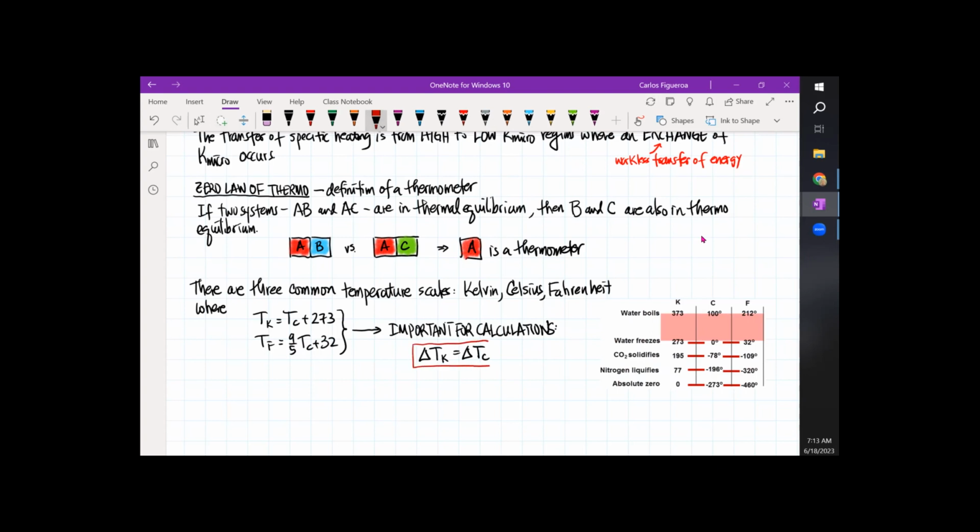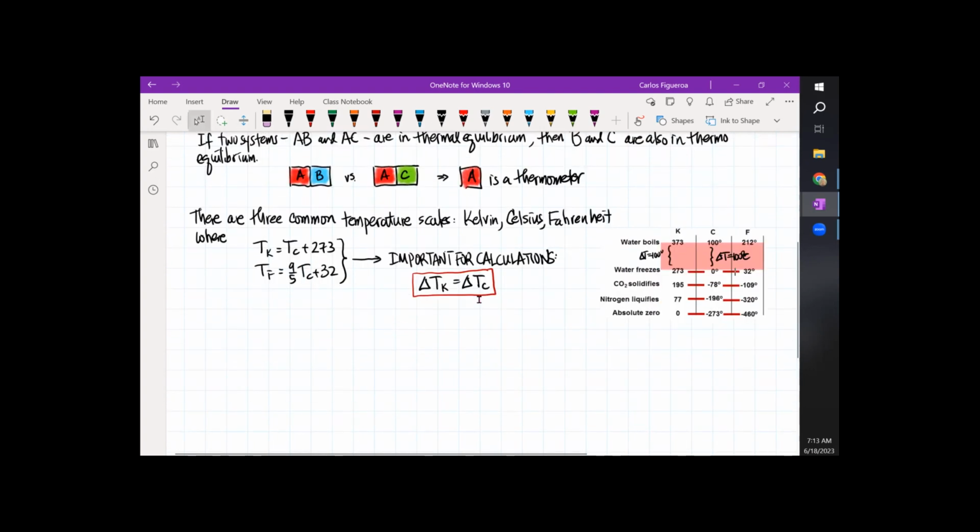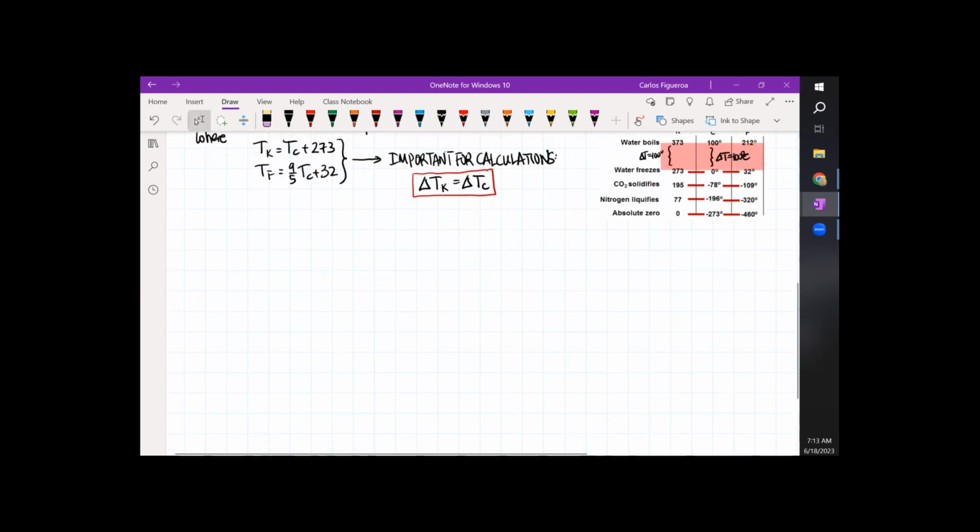In many problems, people will convert Celsius into Kelvin when they didn't have to do that. And the reason why I have this picture is that you look at the difference between these two. That difference is 100 degrees C. Clearly, this difference from here to here is also 100 degrees C. So the difference between Kelvin and Celsius is this translation of 273. So again, this is really important for calculations.